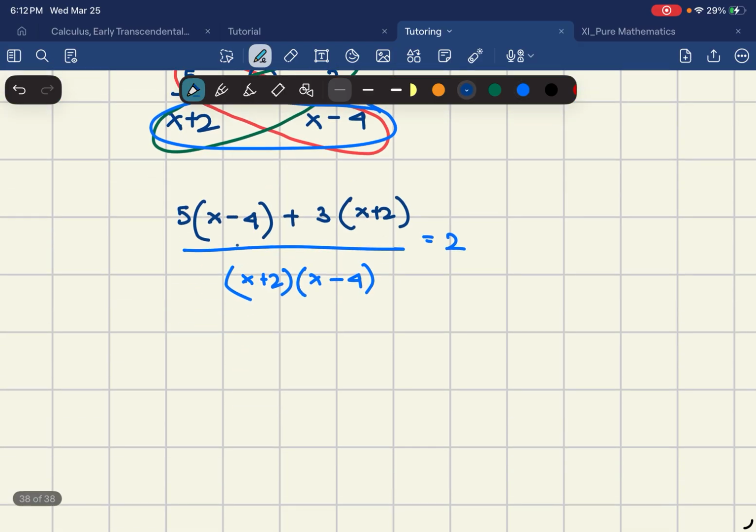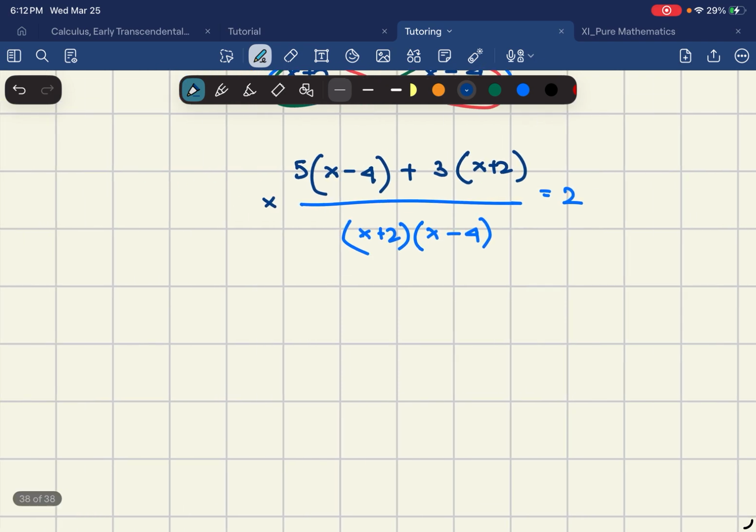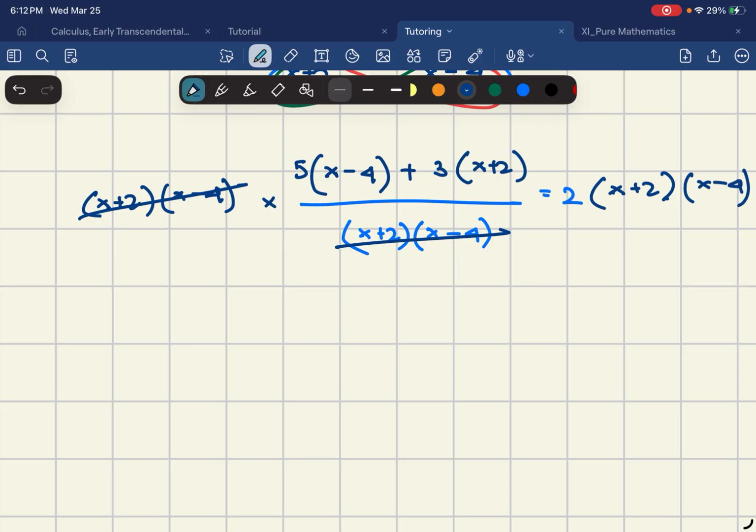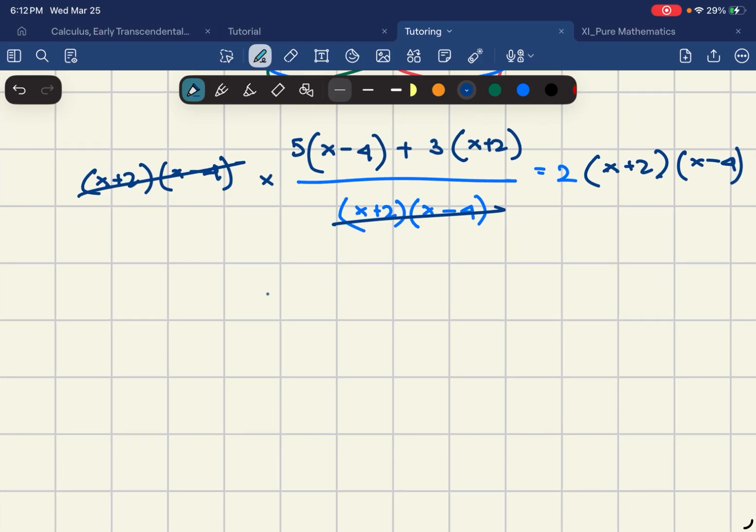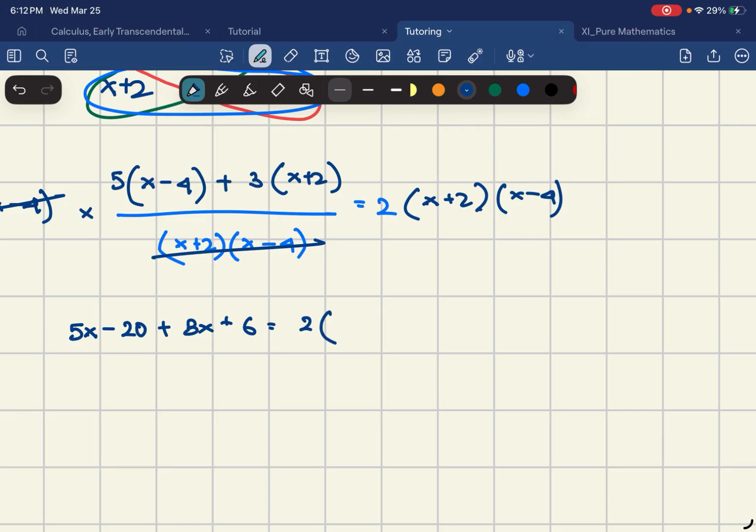Now let's multiply by the denominator on both sides. When I multiply by x plus 2, x minus 4 on this side, this is going to cancel out, and then I have to do the same on the other side. All right, now we can simplify our numerator: 5x minus 5 times 4 is 20, plus 3x plus 3 times 2 is 6. On the other side, I have 2. And if I multiply x plus 2 with x minus 4, I get x squared minus 4x, plus 2x is minus 2x, minus 4 times 2 is 8.